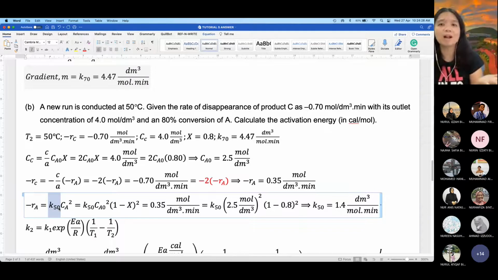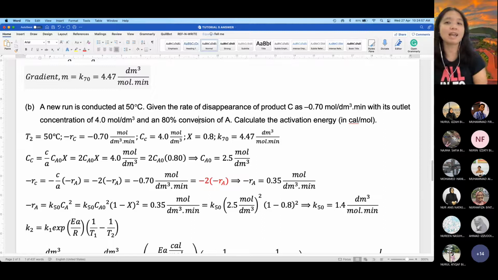Okay, now we are stuck. We do not know the CA at 50 Celsius. We do not know the outlet concentration of A at 50 Celsius. However, you have to remember back. We can express CA in the form of CA0 and X, because if you notice, the question gives us X.